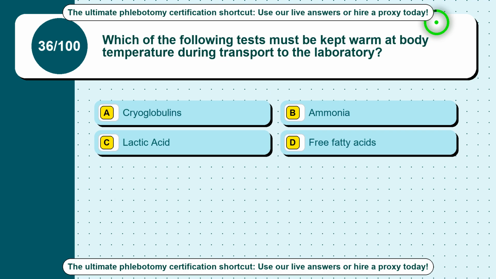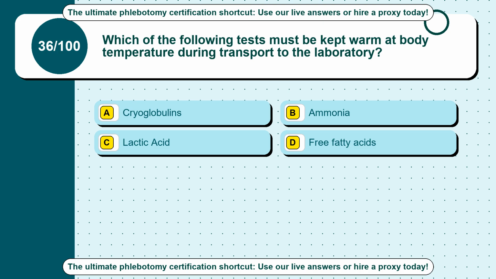Question 36. Which of the following tests must be kept warm at body temperature during transport to the laboratory? Option A. Cryoglobulins. Option B. Ammonia. Option C. Lactic acid. Option D. Free fatty acids.